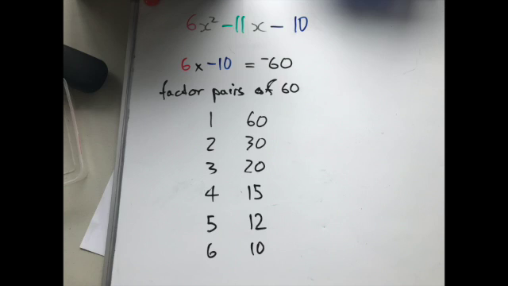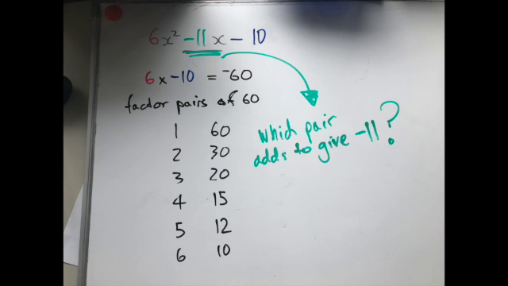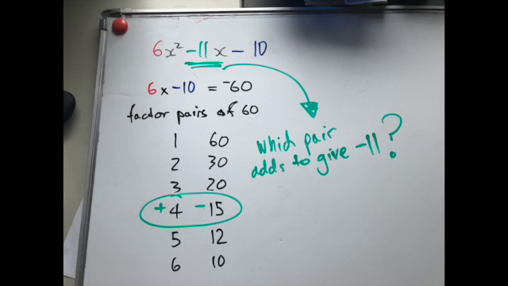So I list out all of the factors of 60, all of the factor pairs: 1 times 60, 2 times 30, 3 times 20, and so on, until I get every one listed. And the question I've got to ask myself is which pair of these is going to add together to give me negative 11. Hopefully you can spot them. It's that pair there, which is positive 4 and negative 15. That's the pair that will add together to give negative 11.